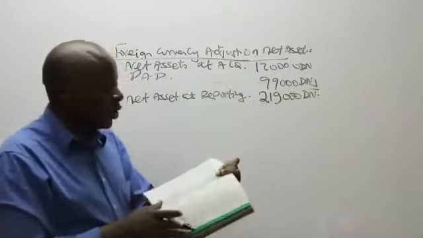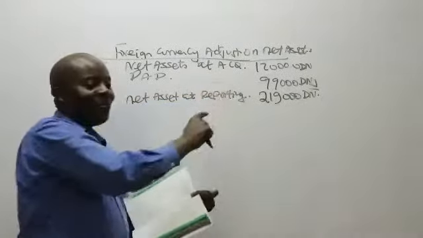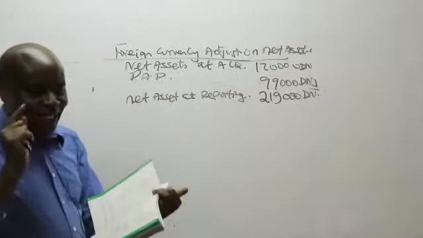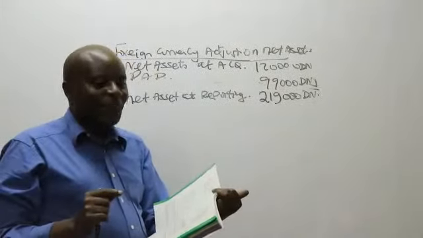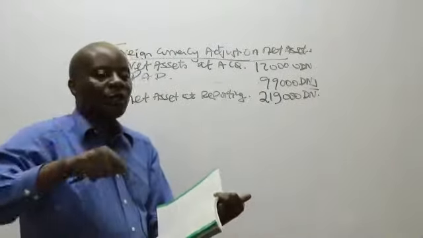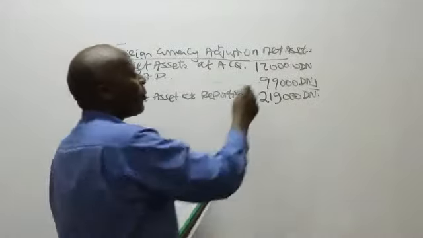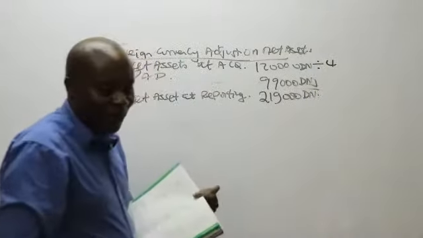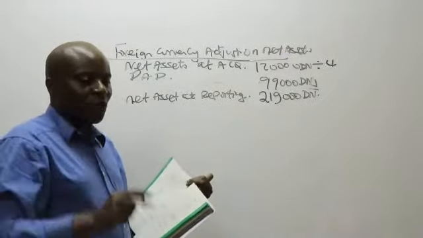So I would want a good student to tell me, this net assets at acquisition, what do you think is the most appropriate exchange rate we should use? Very good. It is the exchange rate at acquisition, the starting rate, which you told me is 4. So here we divide by 4. So net assets, use the starting rate.